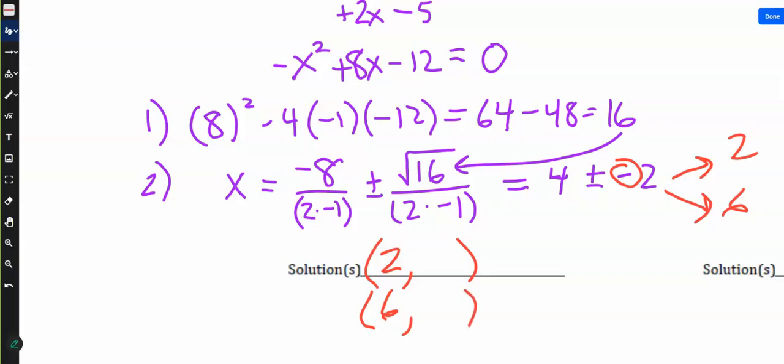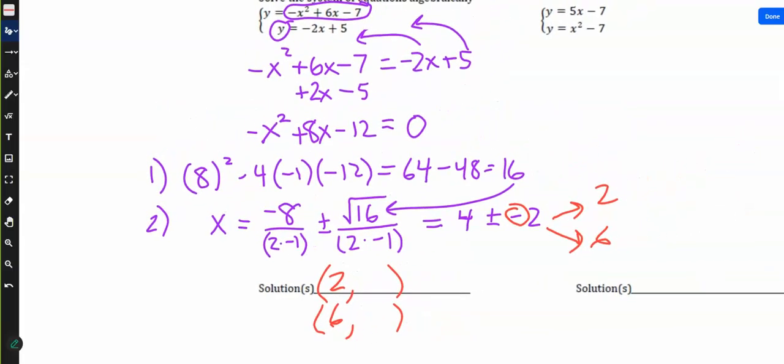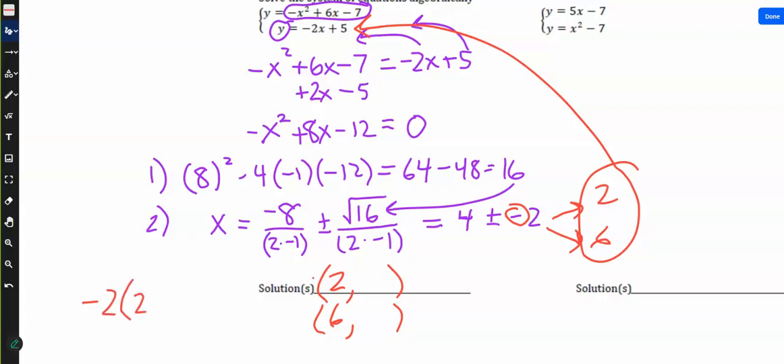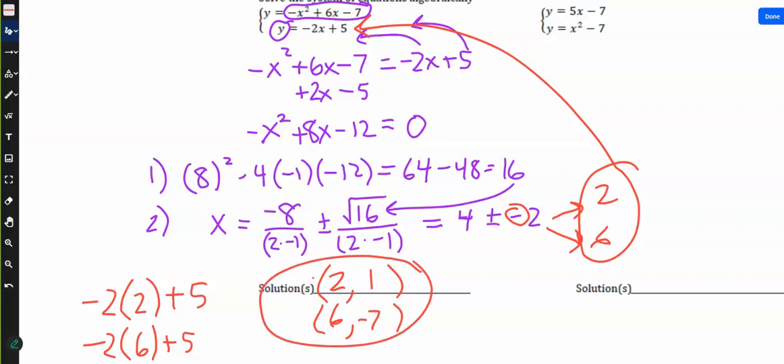Now, those are both x values. Neither one of those is a y value. You have to find the y value, which means you've got to take these values, go back up to here, and pick your favorite equation. Now, my personal favorite equation is that one right there, the linear one. So negative 2 times 2 plus 5. Negative 2 times 6 plus 5. Of course, my first one gives me what? 1. And my second one gives me negative 7. So those are my solutions to the system.